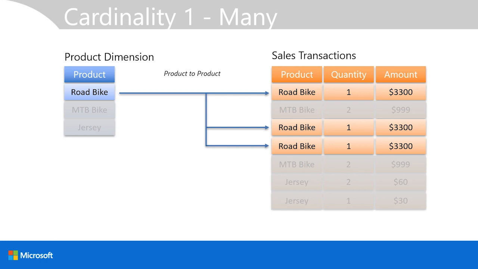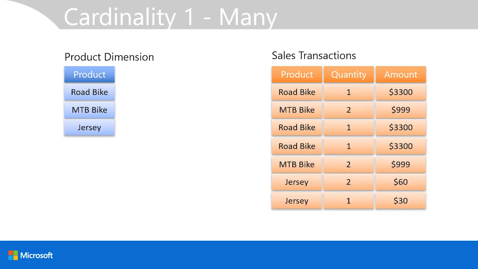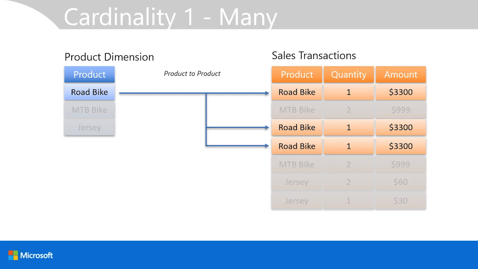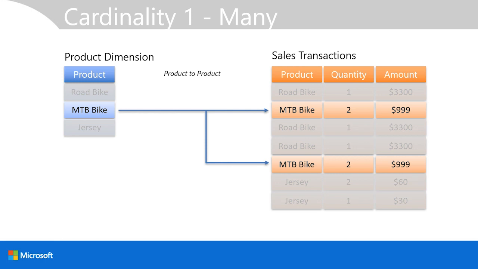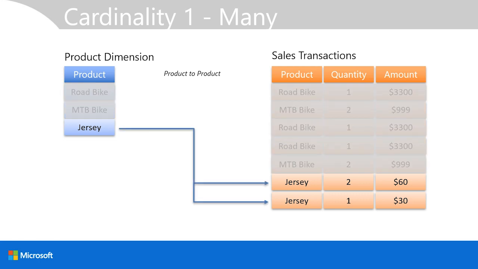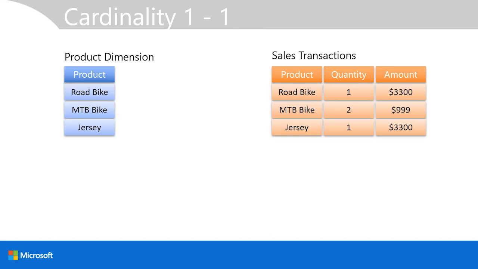And if we take a look at the one-to-many relationship, we can see in this case that the road bikes, if I back up one step here, have been deduplicated. So we only have one instance of road bike, one instance of mountain bike, and one instance of jersey. And what that allows us to do, if I go forward again, is that road bikes will be one on the product side and many on the sales transaction side. Mountain bikes, one on the product dimension side, and many on the sales transaction side. And to finish off, jersey is one on the product dimension side and many on the sales transaction side. So pretty straightforward.